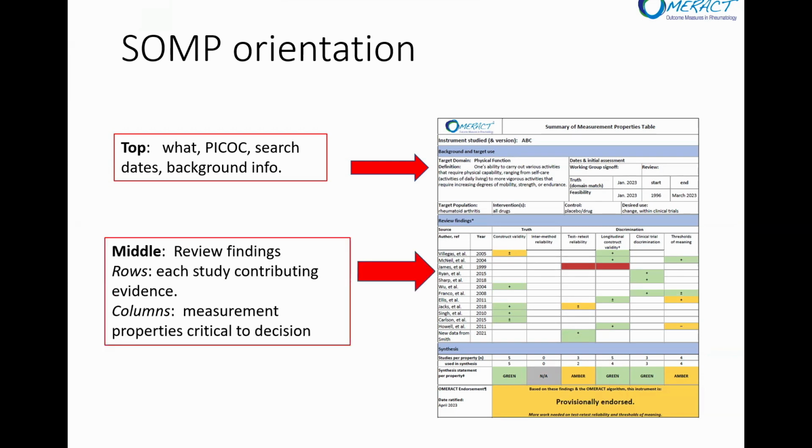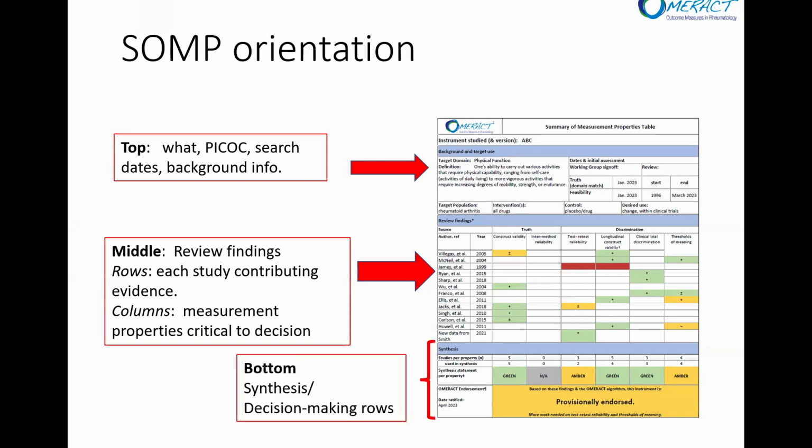The middle section is the review findings. So the rows are each study that contribute measurement property evidence to our decision making, and the columns represent the measurement properties that are critical to deciding if instruments are a good fit for a core outcome set. And the bottom is our synthesis section. It shows how we use this evidence to come to a conclusion about each measurement property and then about the instrument as a whole. So now we'll go through actually building a bit of a SOMP.